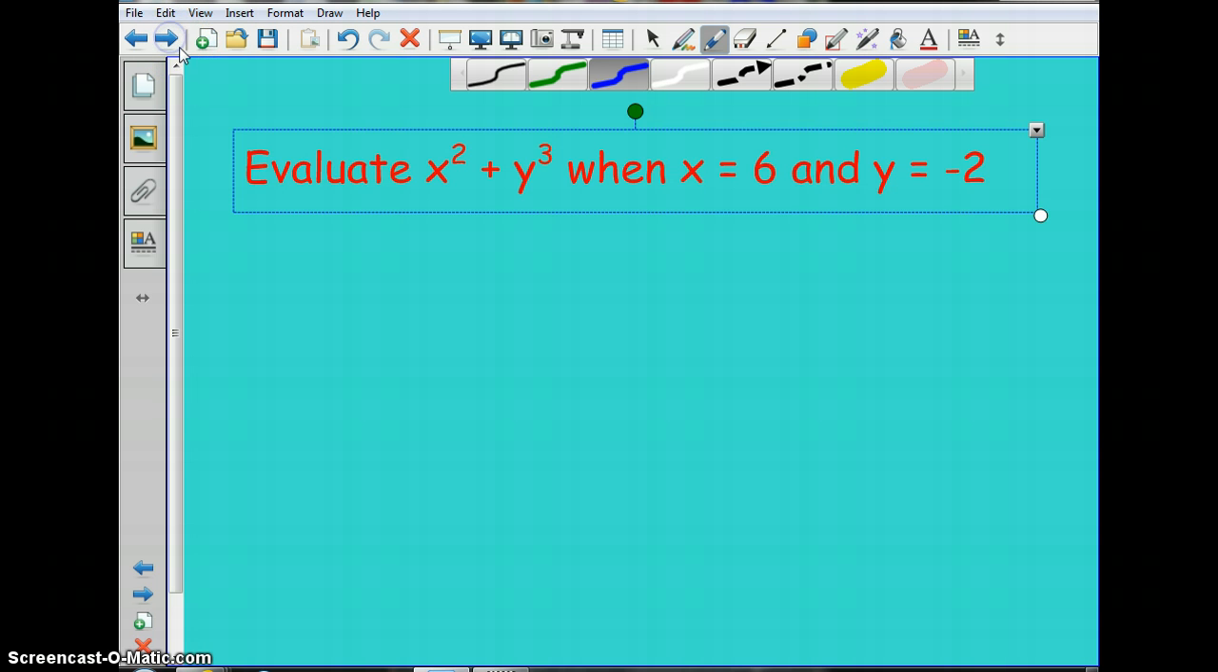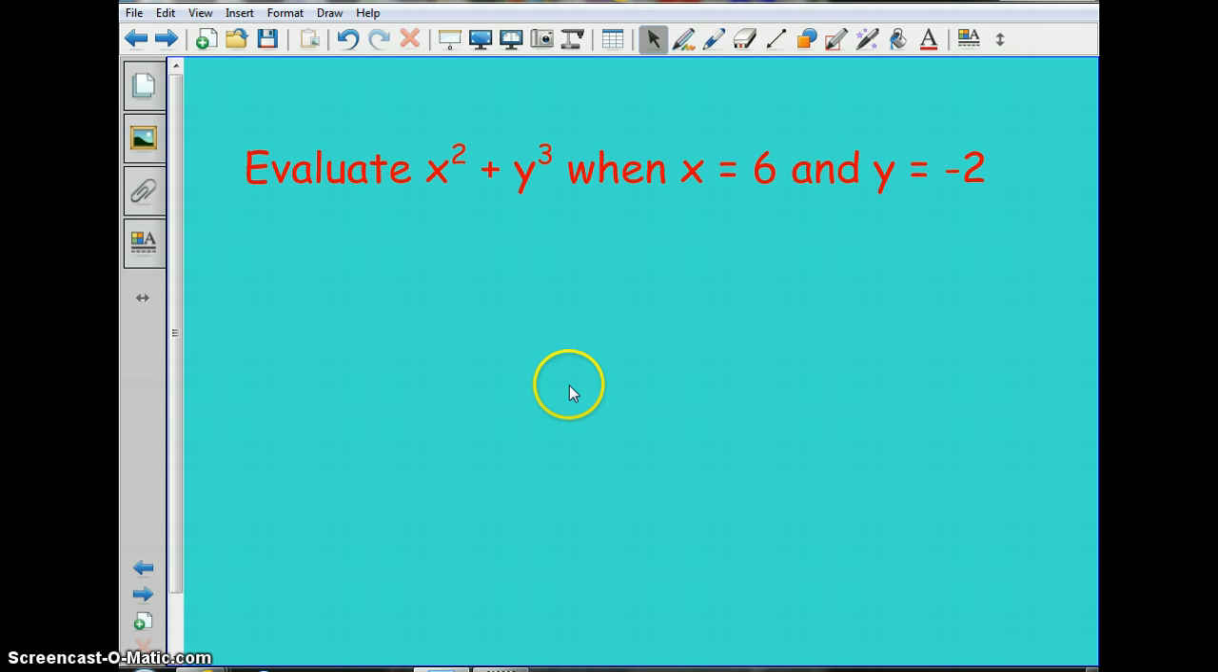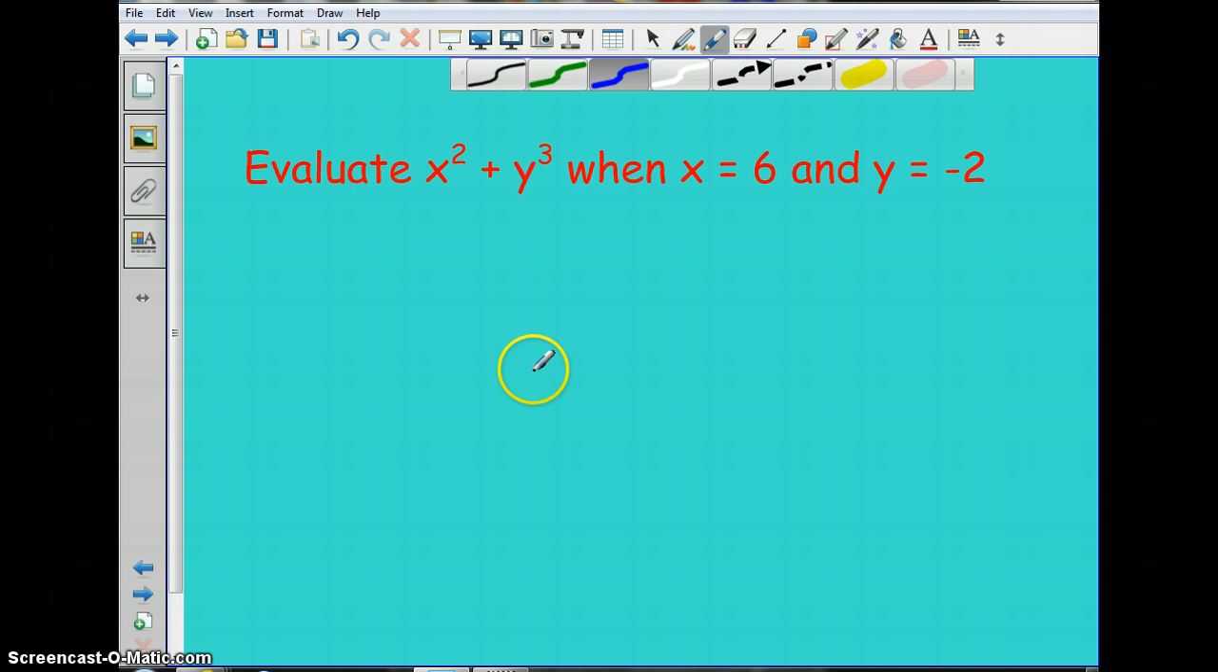The next concept with exponents is just evaluating. So we have x squared plus y cubed, and we want to evaluate this when x equals 6 and y equals negative 2. So we are going to plug and chug. So x squared is going to be 6 squared plus, we have a negative 2, so I like to put my negative 2 in parentheses just so I don't forget about the negative. And that negative 2 is to the third power. Pause the video and see if you can finish this out using order of operations.